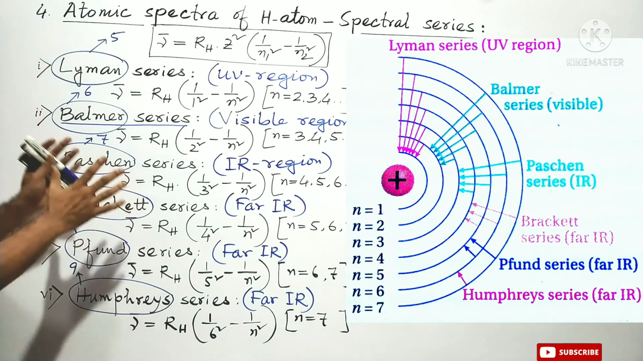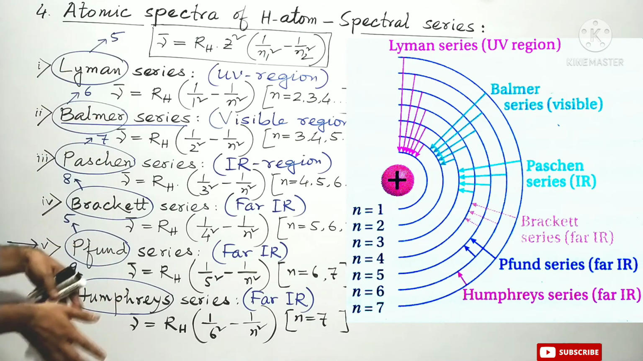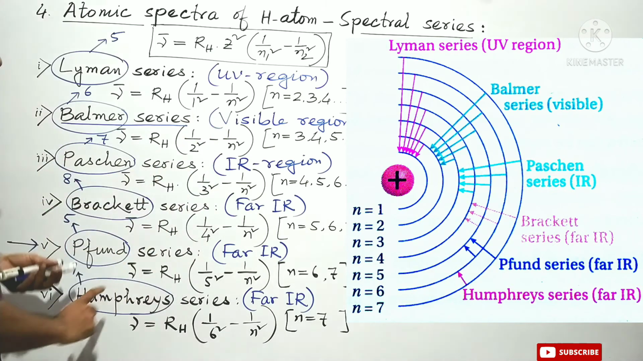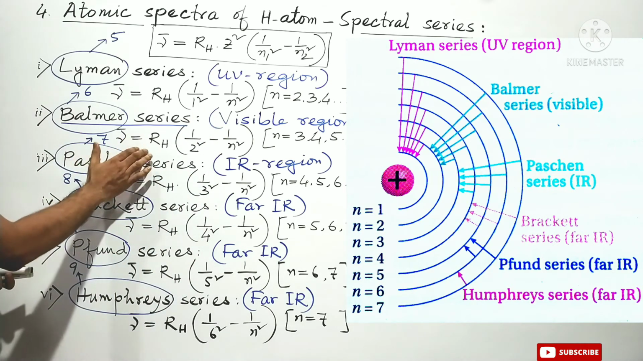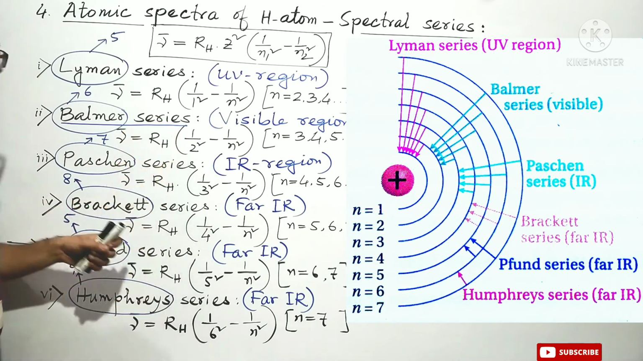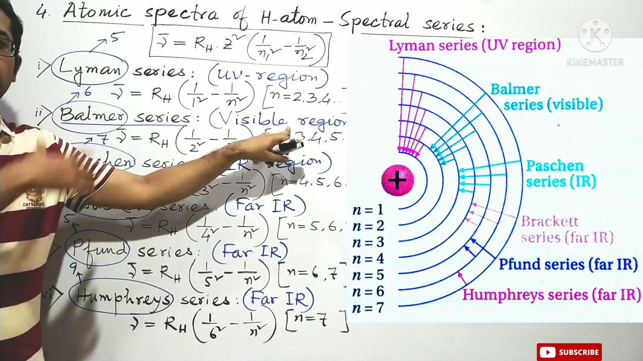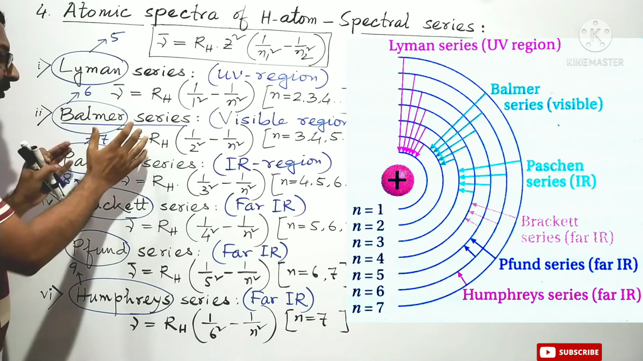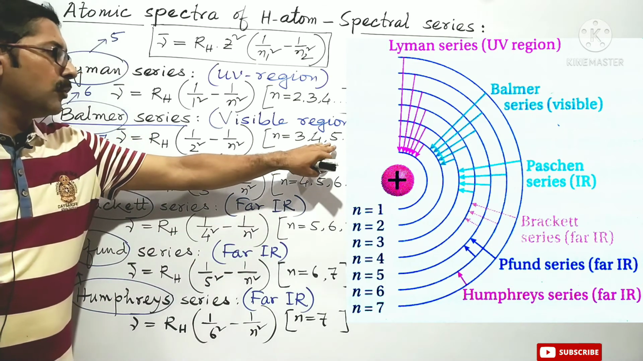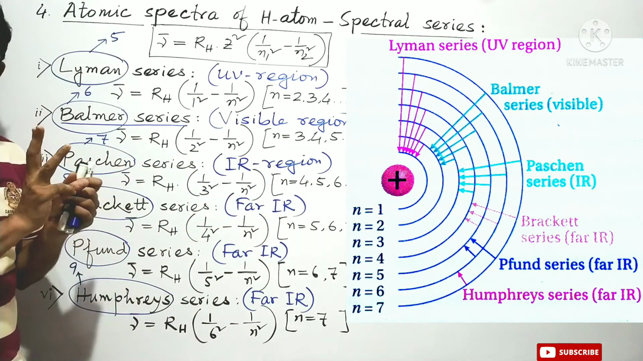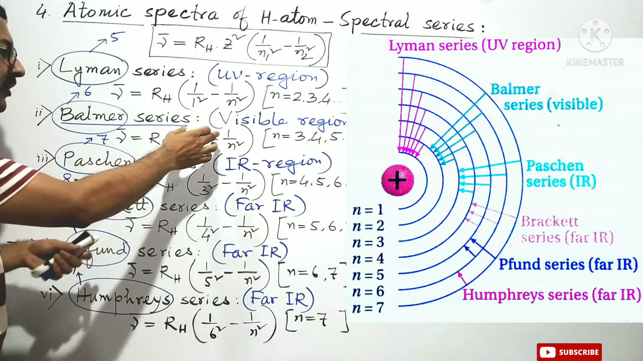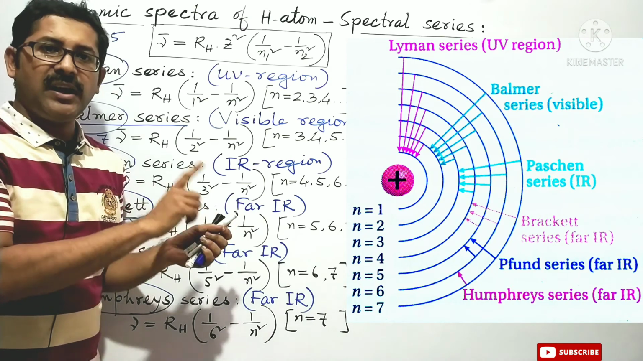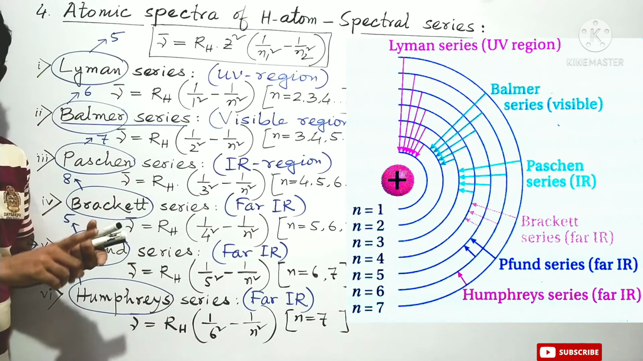Right, it is the trick to memorize this series sequentially. Now for us this Balmer series of lines is the most important, because this series of lines we find in the visible region of electromagnetic radiation. In the Balmer series, actually we can see only 4 lines in the visible region. They are H alpha, H beta, H gamma and H delta.